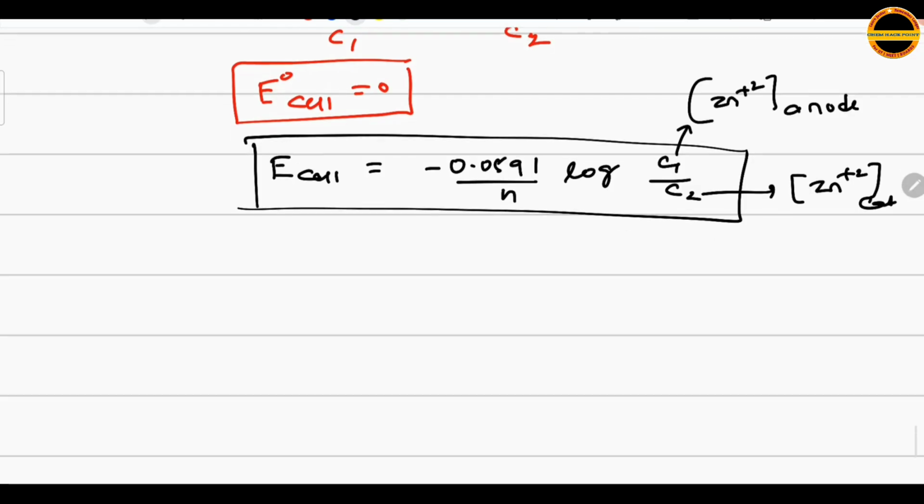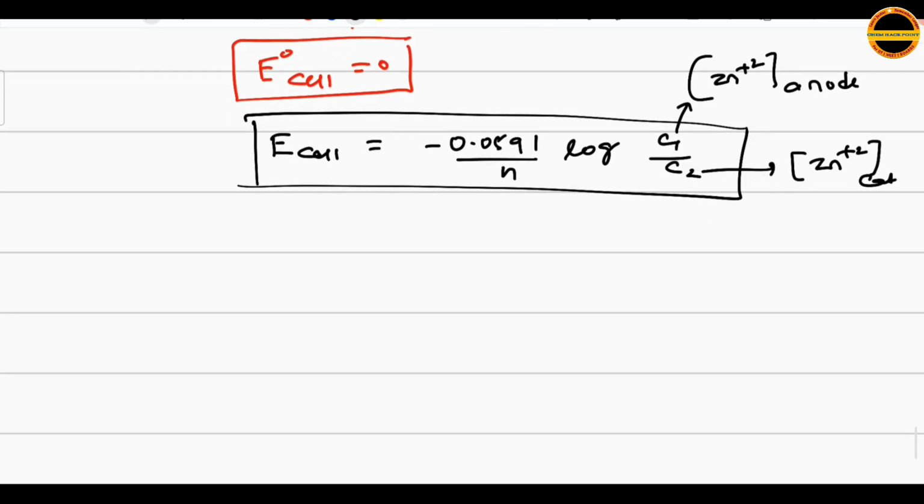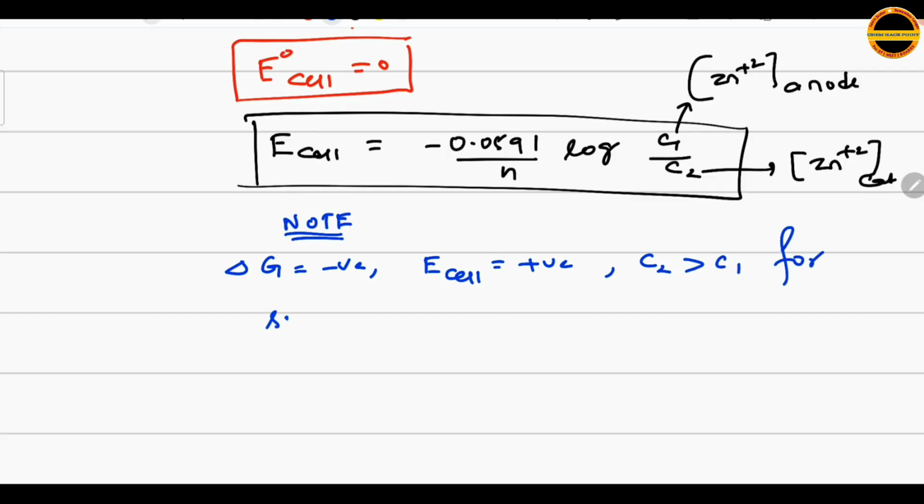Okay. So now here, for a cell to be spontaneous, see the conditions here. For a cell to be spontaneous, remember delta G should be negative, E cell should be positive, or you can say here C2 should be greater than C1 for a spontaneous process. For a spontaneous process, these conditions are necessary for us.